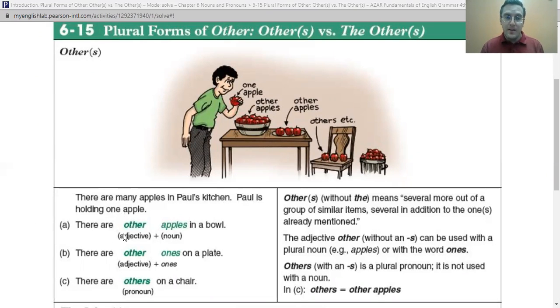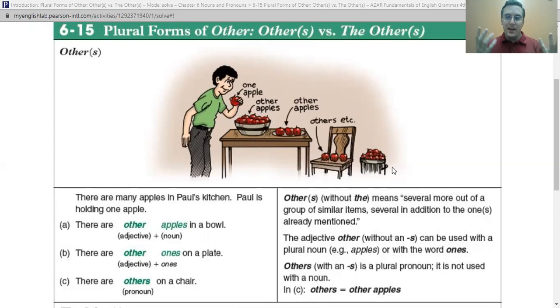Okay. A, there are other apples in a bowl. There are other apples on a plate. There are other apples on a chair, other apples in a basket. We can also use the word one. In B, there are other ones on a plate. We replace the word apple with the word one. There are other ones in a bowl, other ones on a plate, other ones on a chair. There are other ones in a basket. It's a little confusing because it's the word one, but it's plural.